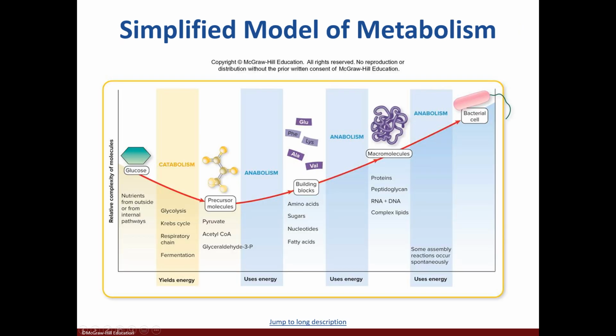Some catabolic reactions that release energy are the Krebs cycle, glycolysis, cellular respiration, and fermentation. The products released from these reactions can be used in anabolic reactions to build things like proteins and DNA.